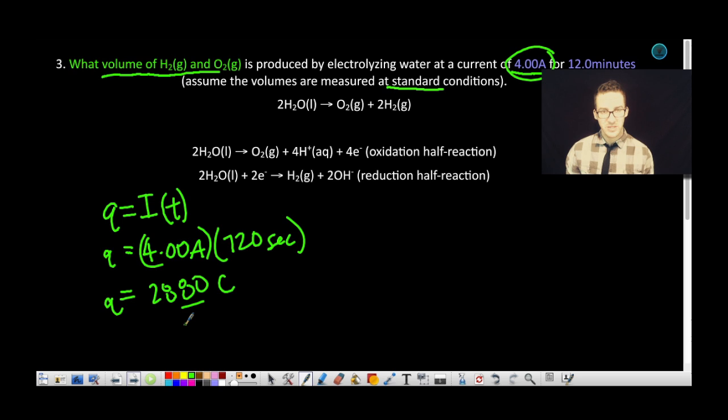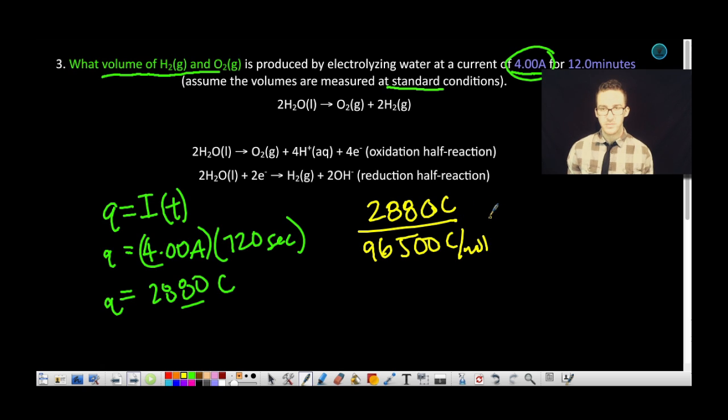Our next step is to determine how that relates to number of moles of electrons. To do that, we're just going to take the 2,880 coulombs, divide that by Faraday's constant of 96,500 coulombs per mole. That'll give us our moles of electrons. When we do that, we get 0.0298 moles of electrons that have been transferred in this electrolytic reaction.